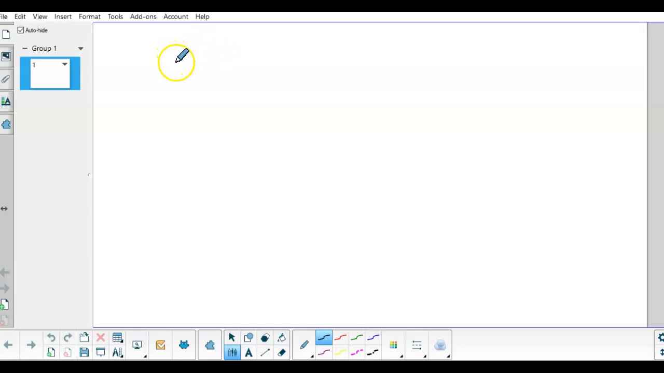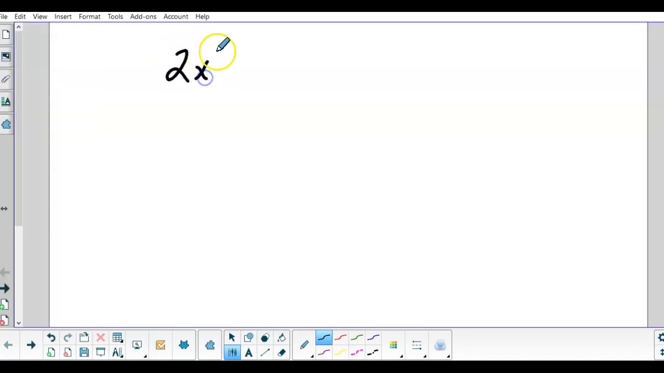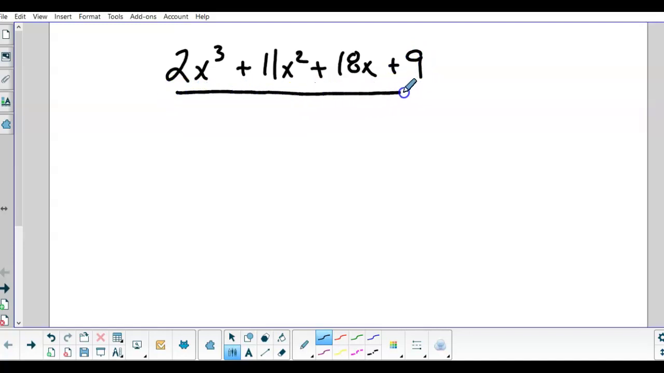So we're going to divide the polynomial 2x to the third plus 11x squared plus 18x plus 9, and we're going to divide that by x plus 3. Now you can see how this would actually be difficult in long division, dealing with the two terms here, dividing them up there. But we're going to use synthetic division.